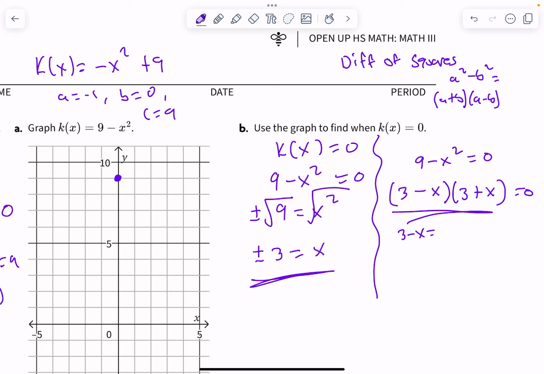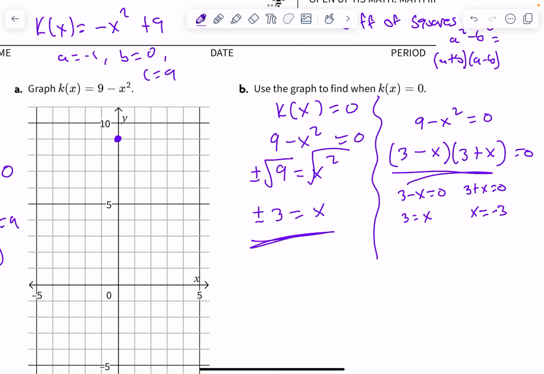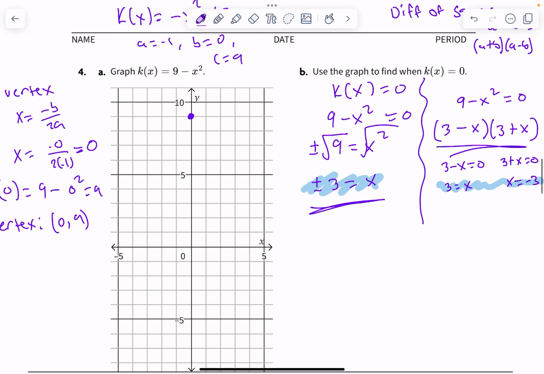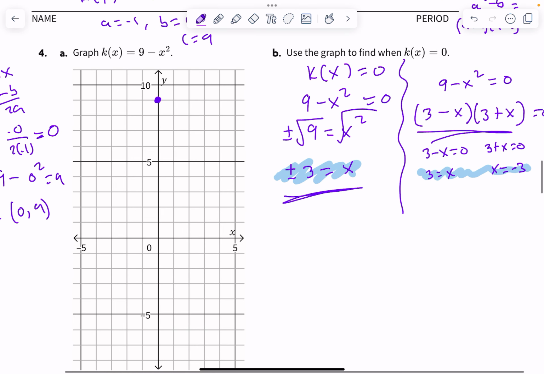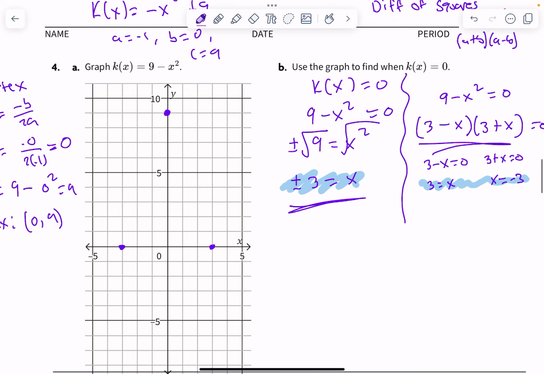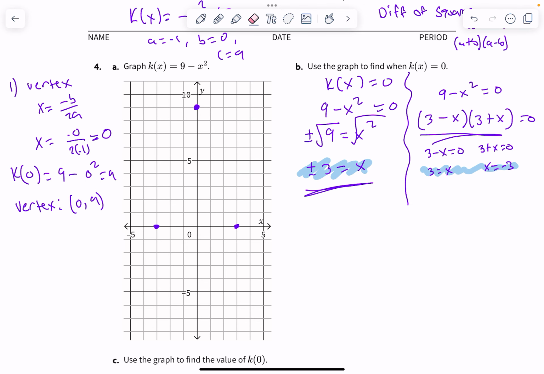3 minus x equals 0. I get that 3 is equal to x. Then 3 plus x equals 0. I get that x is equal to negative 3. So those are perfectly valid ways to do this. I did it one way here and another way there, and they're the exact same. So that was my step 2, right? So I can graph these now. So at positive 3, I'm here. At negative 3, 1, 2, 3, I'm here. Okay? That was my step 2.